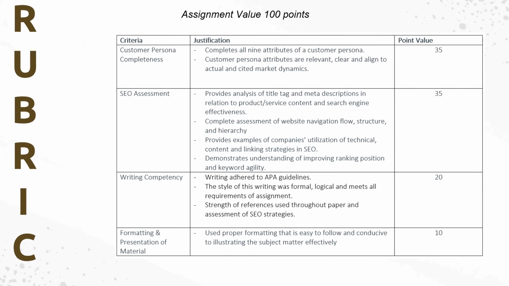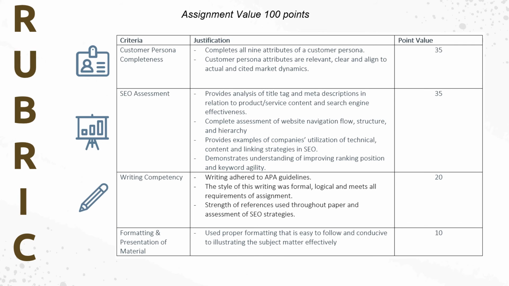So how will this assignment be graded? Well, the assignment value will be 100 points, and those points will be allocated as follows. First, you have to have a complete customer persona with all 9 attributes outlined in the template. Number 2, the SEO assessment. You need to ensure that you are providing a good review of the title tags, the website navigation, and that you truly are commenting on the technical content and linking strategies of the SEO implementation. That is a 35-point value, as well as a customer persona, which is a 35-point value as well.